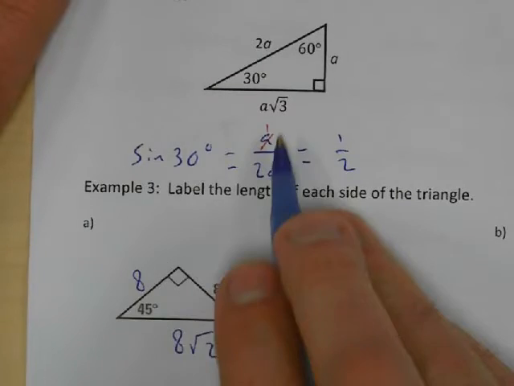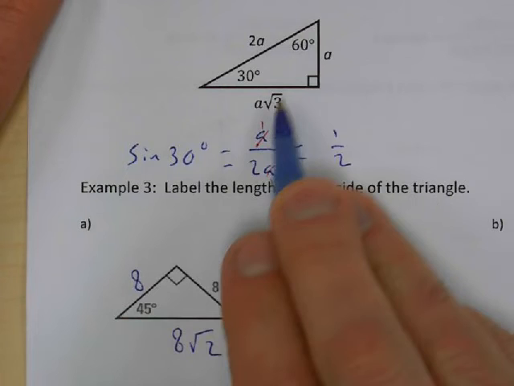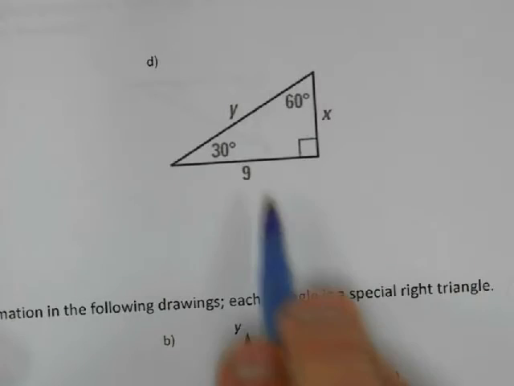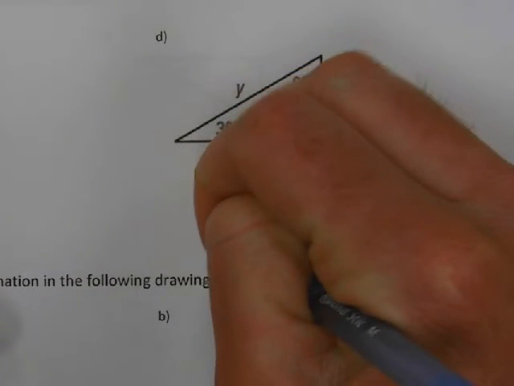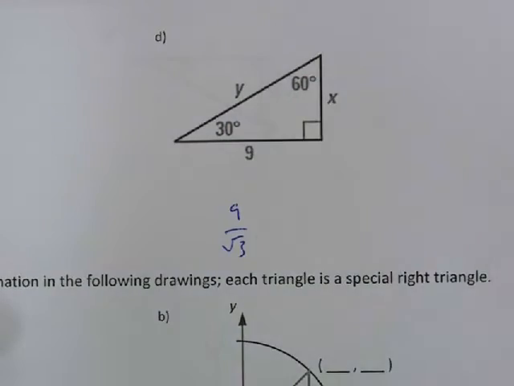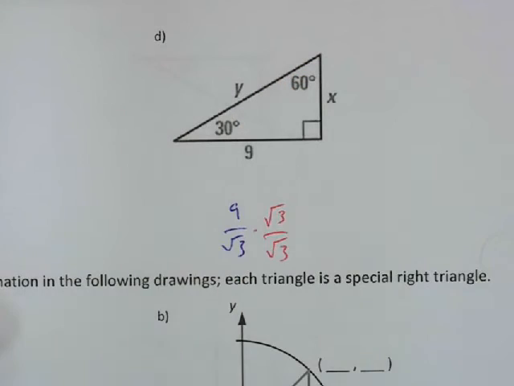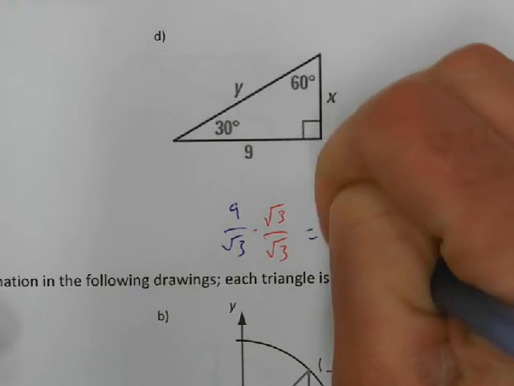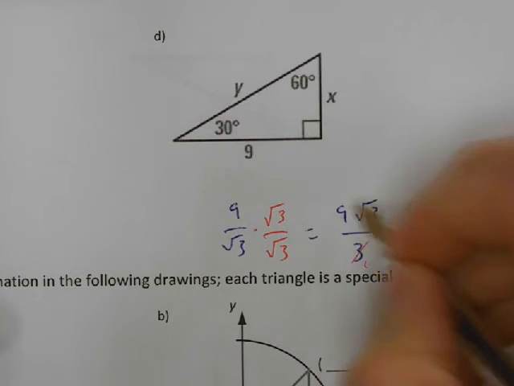How do I go from long leg to short leg? No matter what my numbers are, I always divide by root 3. So we got to take whatever this number is and divide by root 3. Okay, let's see, 9 divided by root 3. Well, I want to simplify that. We'll multiply by root 3 over root 3 to get the radical out of the denominator. And that gives me 9 root 3 over 3. And then I can reduce this and that.